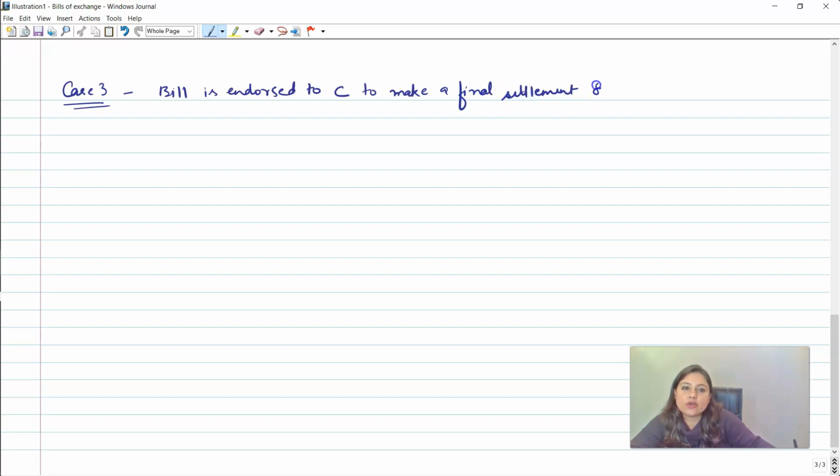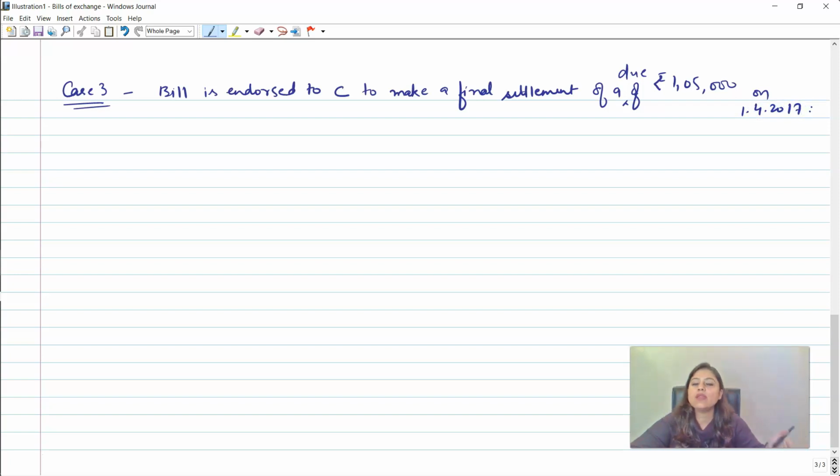So final settlement of a due. C is the creditor of the drawer, and in order to settle that credit, that is the credit which was due, of rupees 1,05,000, on 1/4/2017. So on the same date, the drawer endorsed that particular bill of exchange to C, and thus made a final settlement of the due, and the due was of rupees 1,05,000.